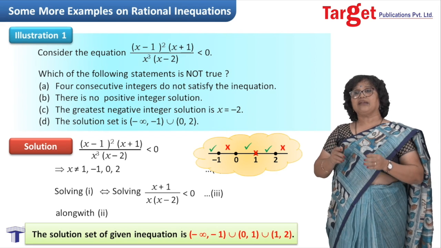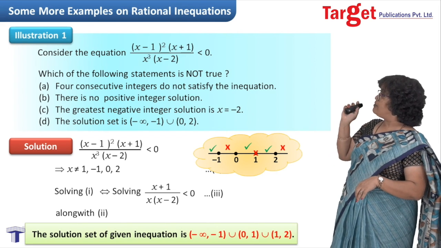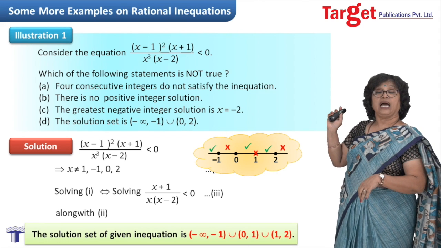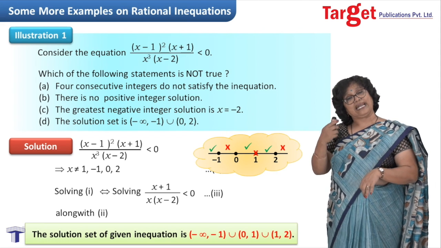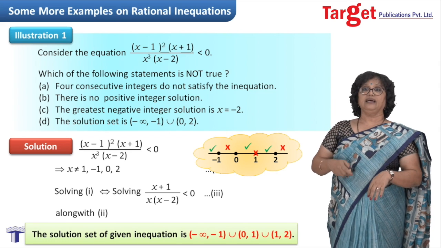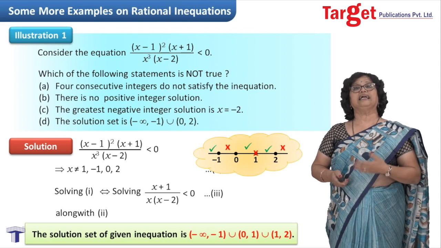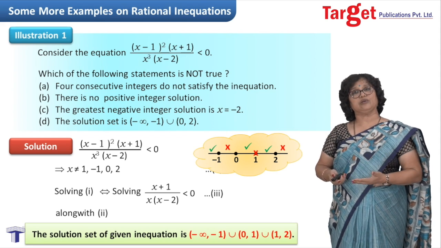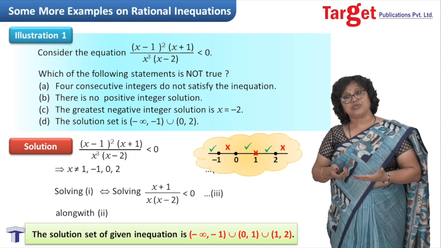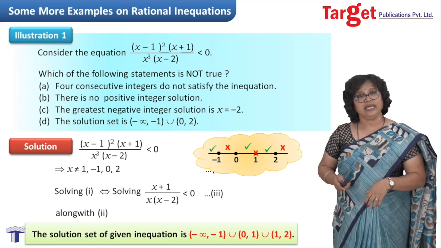The greatest negative integer solution is x equal to -2. We have minus infinity to -1 and -1 not included. So the greatest negative integer is -2. So C is also correct. Then by default, D is not correct. But still, let us check once, compare with our solution set and the solution set given in D option. Obviously, they do not match. So option D is wrong.